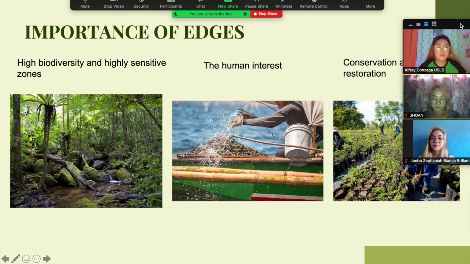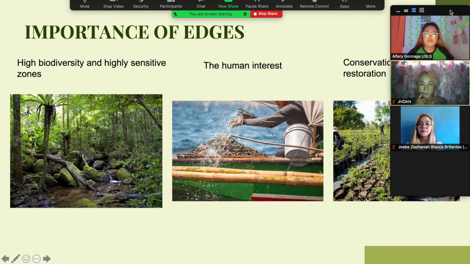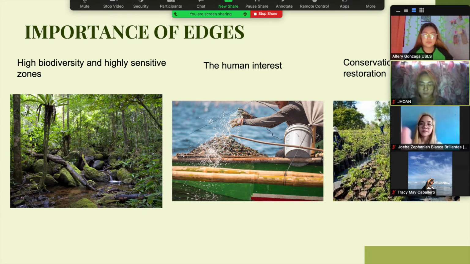So, we are now presenting the importance of edges. First, high biodiversity and highly sensitive zones. Ecotones and edges are unique because of the conditions they host. Their ability to support so many different organisms makes them highly sensitive areas of biodiversity.